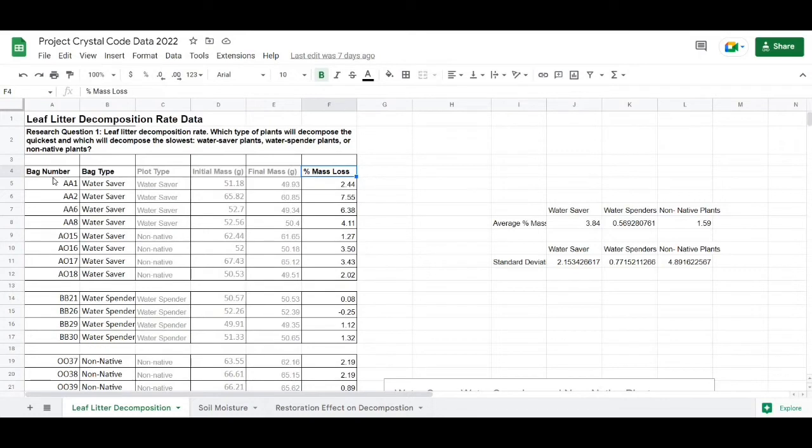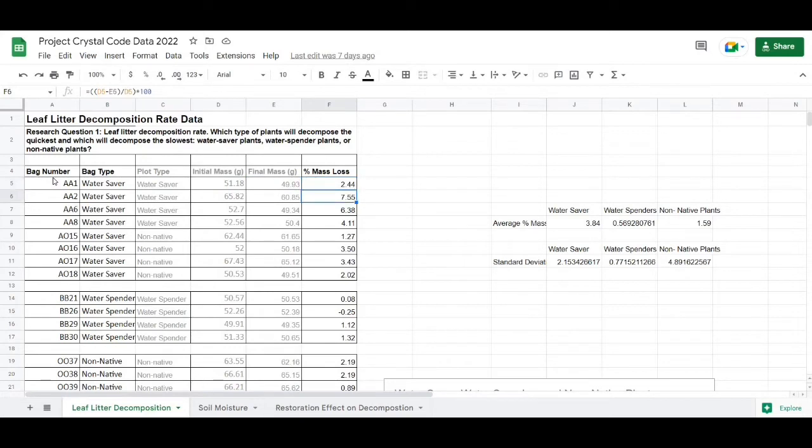Percent mass loss merely shows the percentage of decomposition that has happened. If the number is higher, that means more decomposition has happened. And if the number is lower, it means less decomposition has happened. An example is, our bag AA2 had 7.55% mass loss, whereas our bag AA1 only had 2.44%.